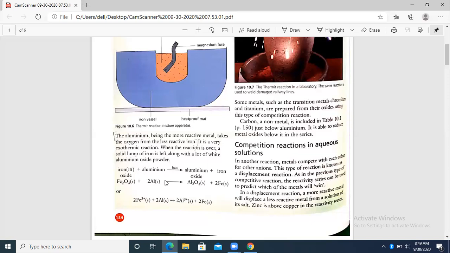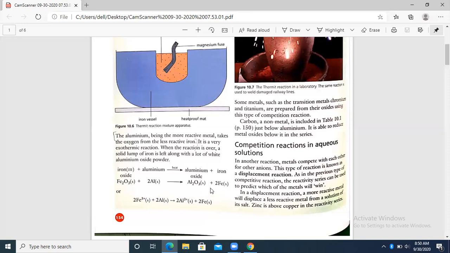Oxidation means, here you look, in the reactants there is only aluminium, but in the product aluminium got oxygen. So in a chemical reaction, anybody getting oxygen, that is called oxidation. At the reactants aluminium has no oxygen, but at the product aluminium got oxygen. That is oxidation. At the same time, iron trioxide has oxygen in the reactants, but in the product there is no oxygen in the iron. So it lost the oxygen. Aluminium got oxygen, but iron trioxide lost the oxygen. It is called a reduction reaction.